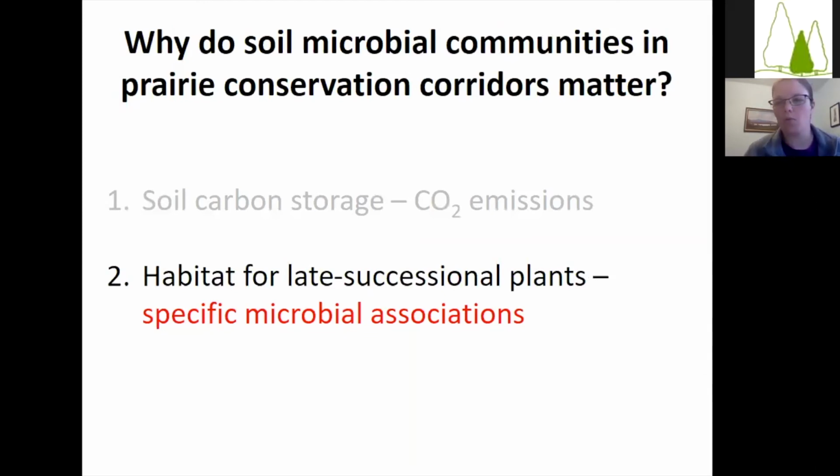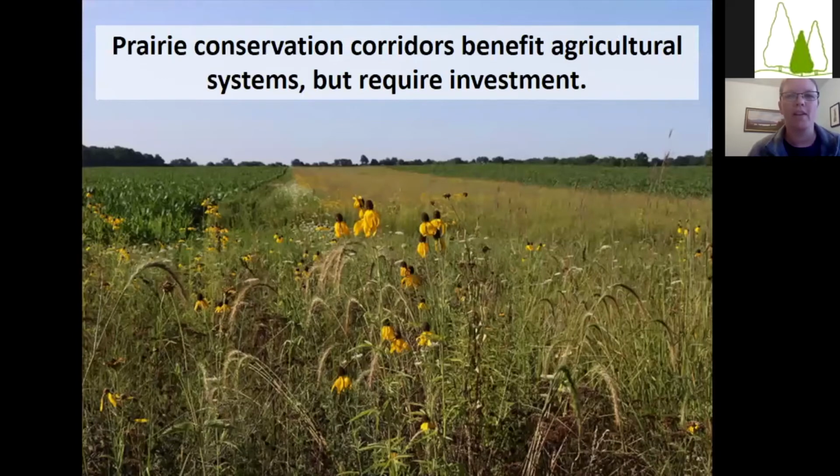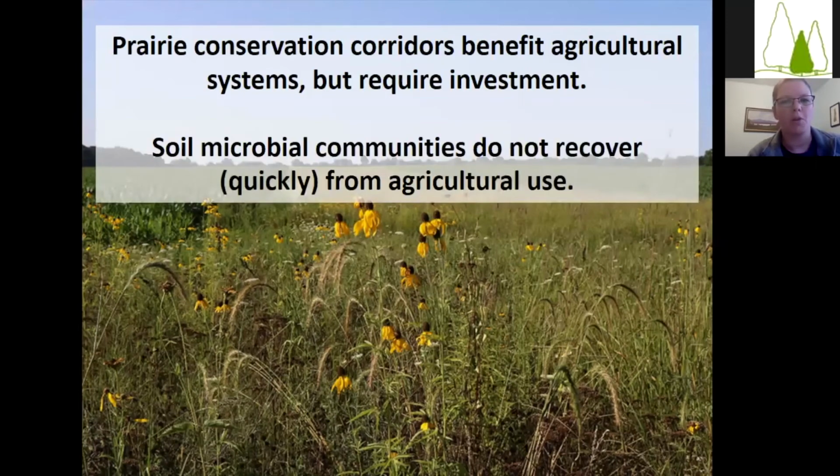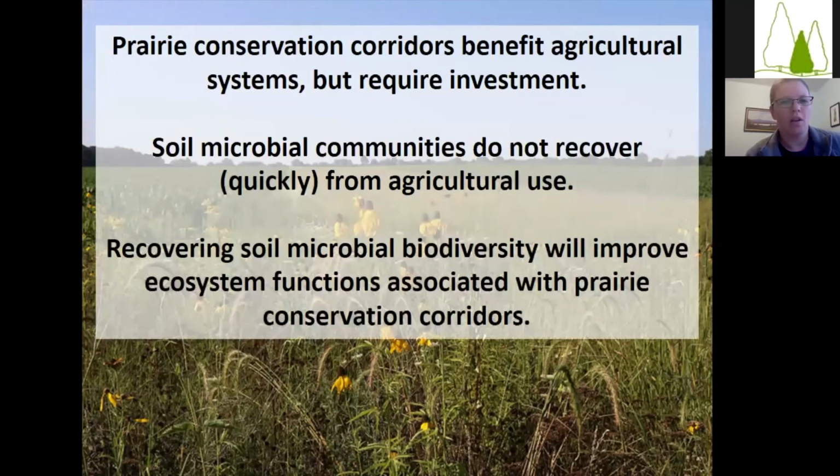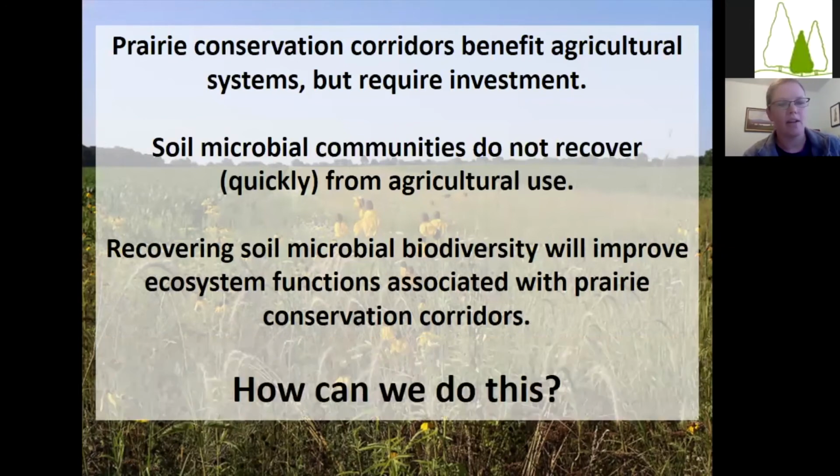So those are two good reasons. I'm sure there are other reasons as well for caring about soil microbial communities in prairie conservation corridors. So far, I've hopefully convinced you that prairie conservation corridors benefit agricultural systems, but they also require an investment from the farmer. Soil microbial communities don't recover very quickly or at all from agricultural use. Recovering soil microbial biodiversity will improve ecosystem functions associated with prairie conservation corridors, such as carbon storage and habitat for late successional plants. But how do we do this?